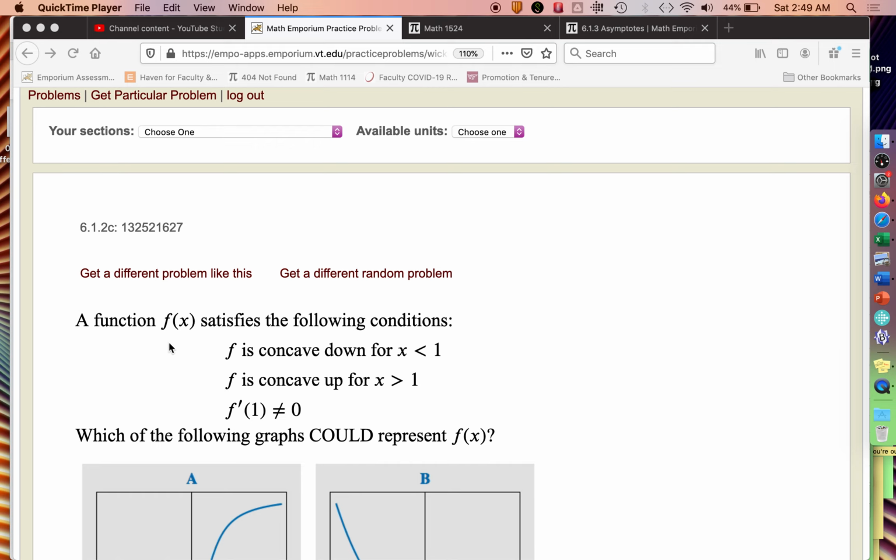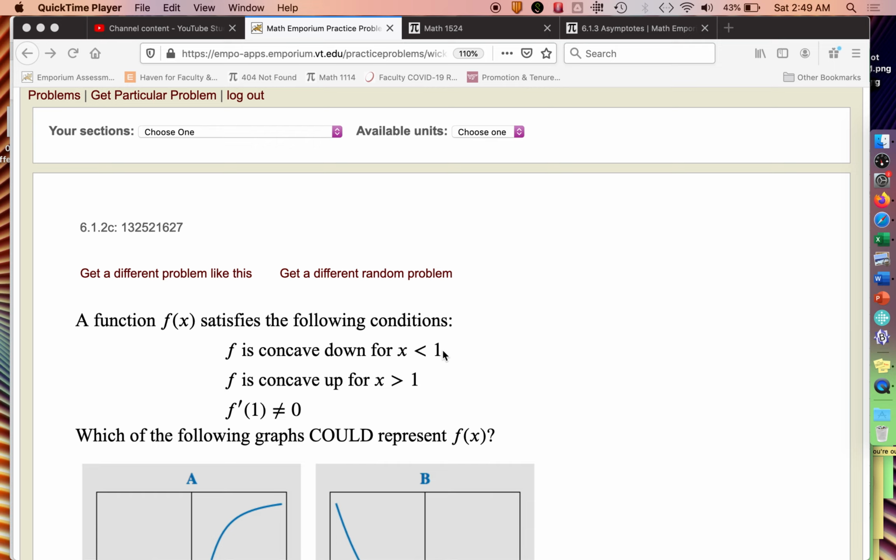6.1.2c. A function f of x satisfies the following conditions. F is concave down for x less than 1. F is concave up for x greater than 1. And f prime of 1 is not 0. Okay, so let's start with the first two statements.